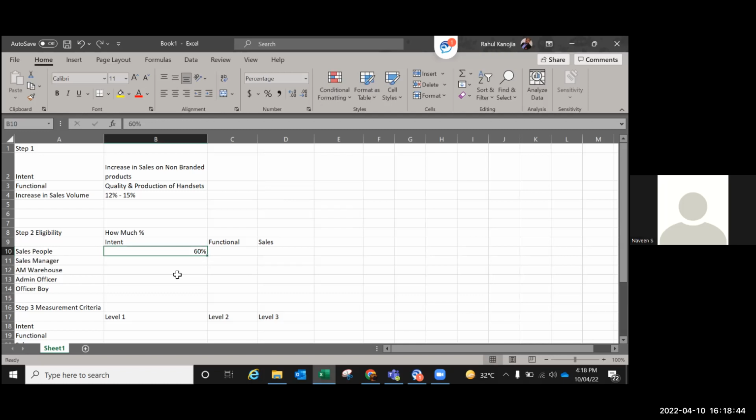I think it's the same for manager as well. No, 60% is their base pay. So even we can increase the base pay, we can make it 70. Oh no, sorry, it's already given there as 60 for sales and sales manager.